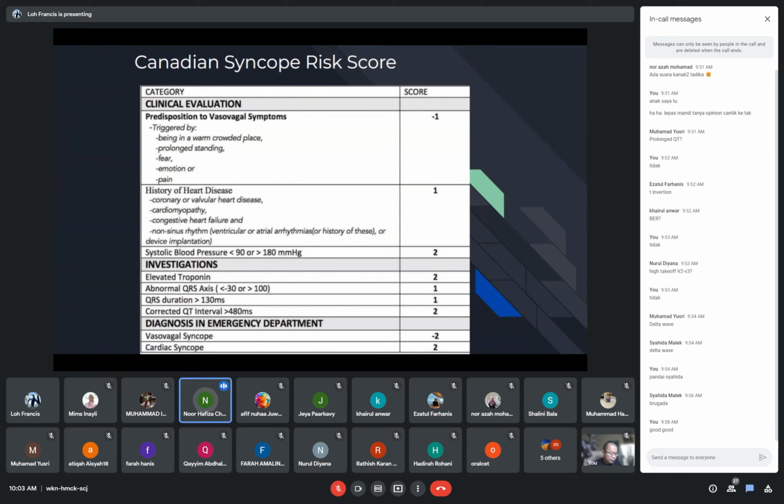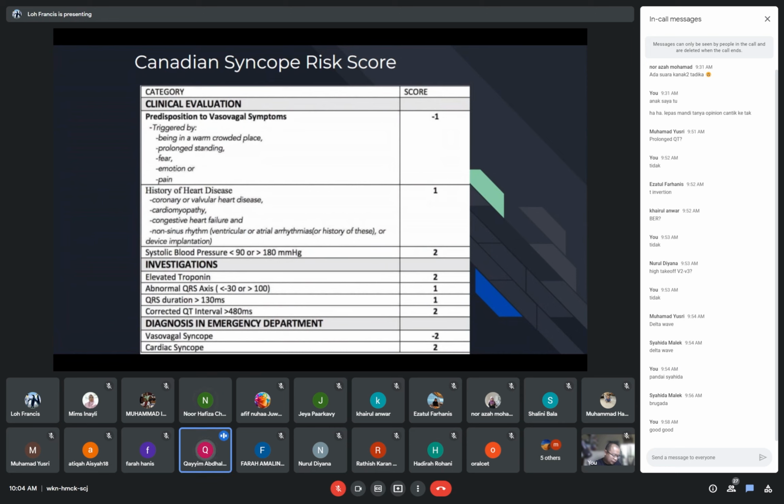Saya daripada Bugada, WPW. Ini ada ECG yang berdatang dengan syncope. Maksud saya selain daripada ACS lah. Ada siapa nak jawab ke? Live detailing ECG yang possible, yang kalau ada ECG ni pun kena ambil juga. Siapa boleh jawab? Ini soalan terbuka. Loh nak jawab pun boleh. Yang lain nak jawab pun boleh.